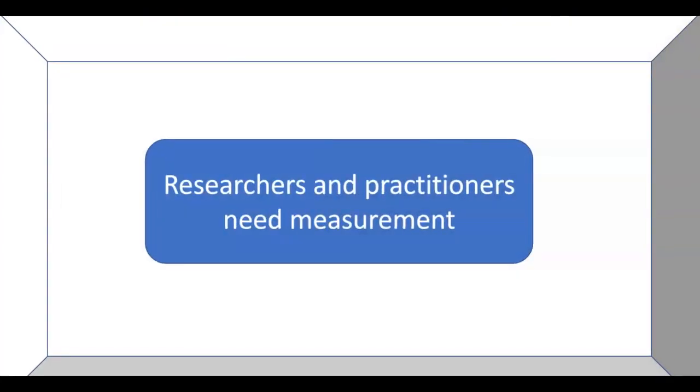Researchers and practitioners need measurement. So if you're doing a study, you really need to measure what you're studying, and you need to present it in your study results. And practitioners, of course, need measurements to evaluate their program effectiveness, and for others to be able to replicate either a study or a program. So measurement is always needed in applied behavior analysis.